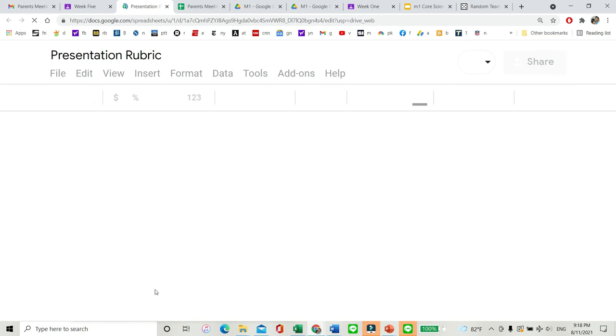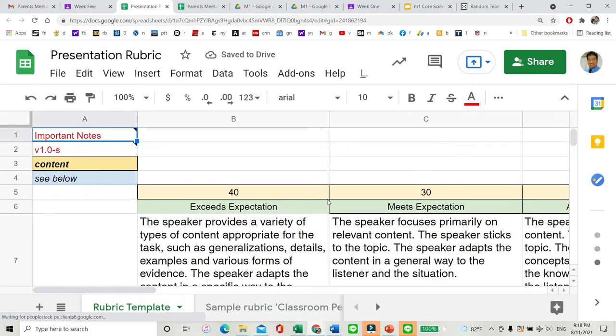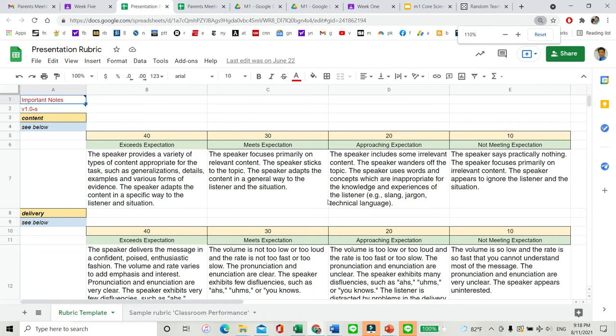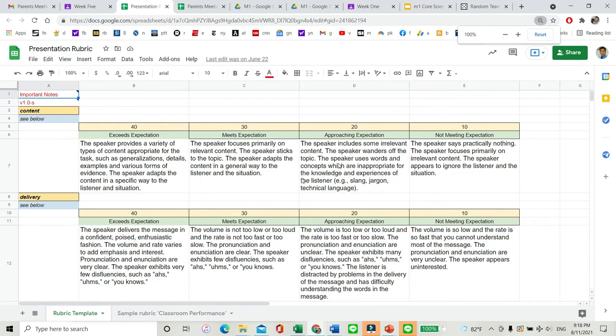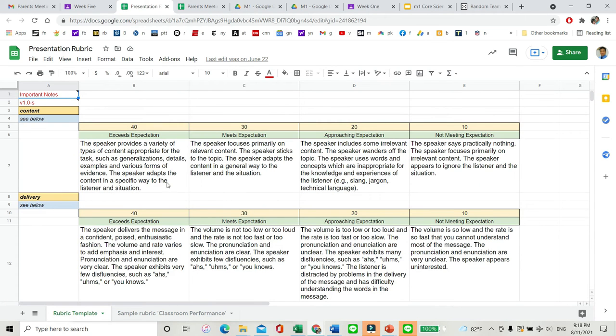One of the big things for M1 is we really got to teach them how to do their things. And so a big key is to make sure we have clear rubrics. And so we go over rubrics on how to make a presentation: content, delivery, organization, creativity, length of presentation. And we show them examples of how to do that.